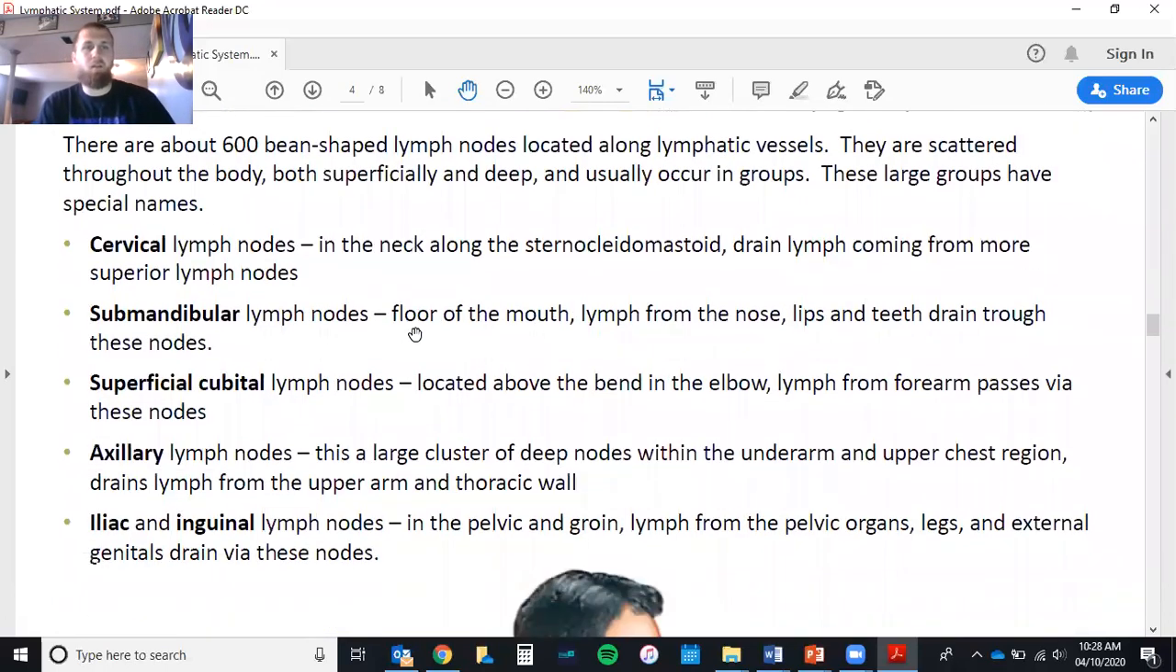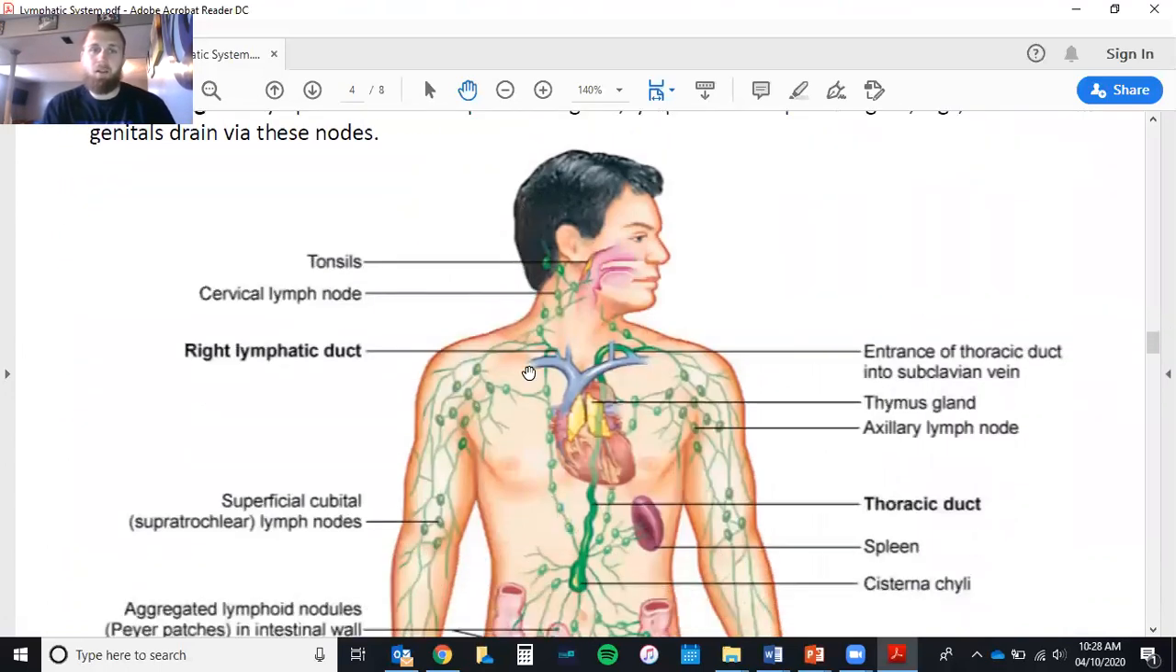Let's talk a little bit more about those and their locations. About 600 bean-shaped lymph nodes exist in our body, located along the path of our lymphatic vessels, scattered throughout the body, both superficially and deep, usually occurring in groups. And the larger groups typically have special names, many of which were labeled on that first page, and many of those are labeled here on this page.